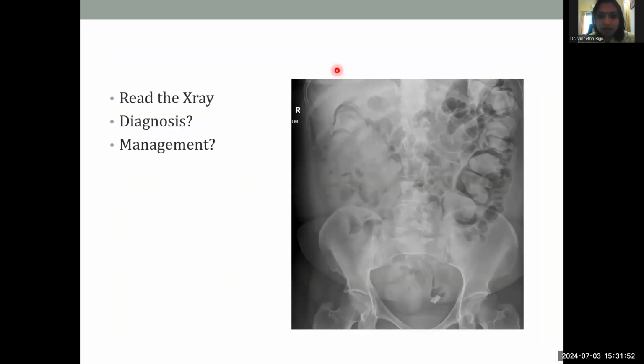This is just an X-ray showing the impacted fecal mass. You can see that the colon is dilated. The intestines are so dilated. You can see the fecal masses over there, right?